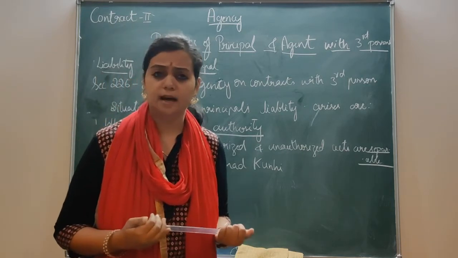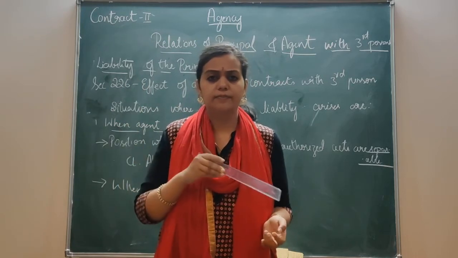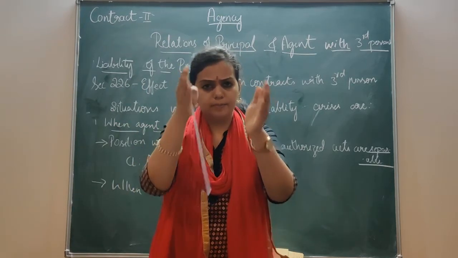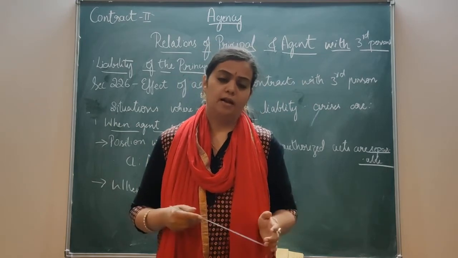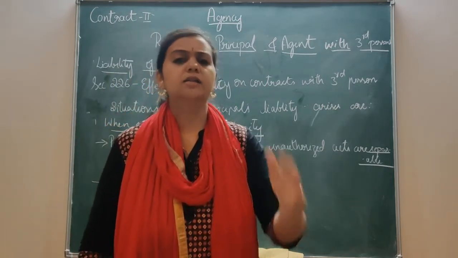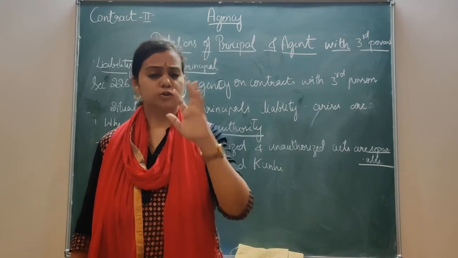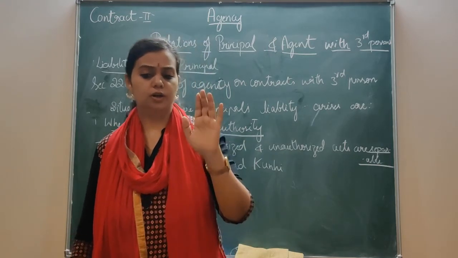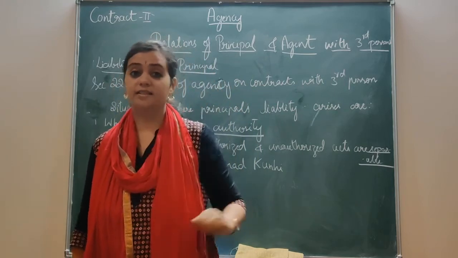Sometimes it happens that under a business transaction, there is some part of it which is authorized by the principal, and there is other part which is not authorized by the principal. In such cases, what should the principal do? So the first question was, what to do when the agent exceeds his authority.